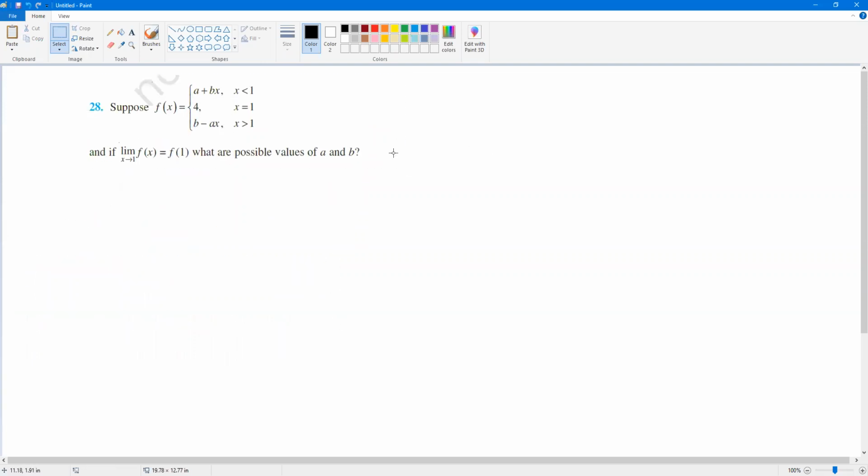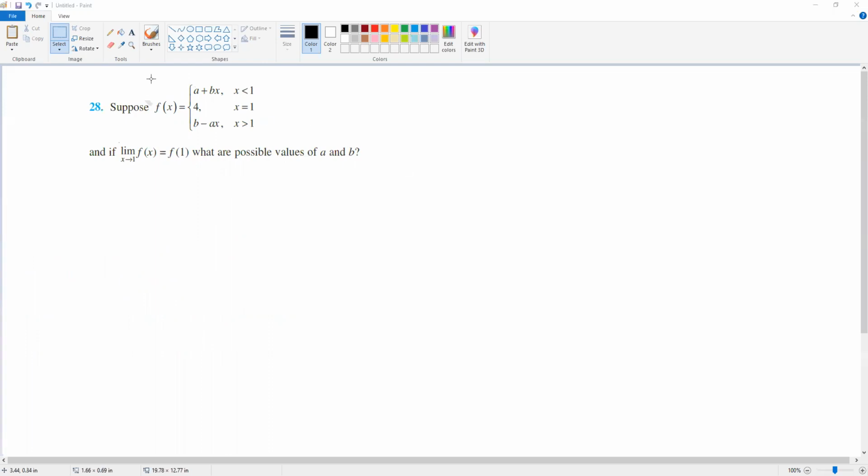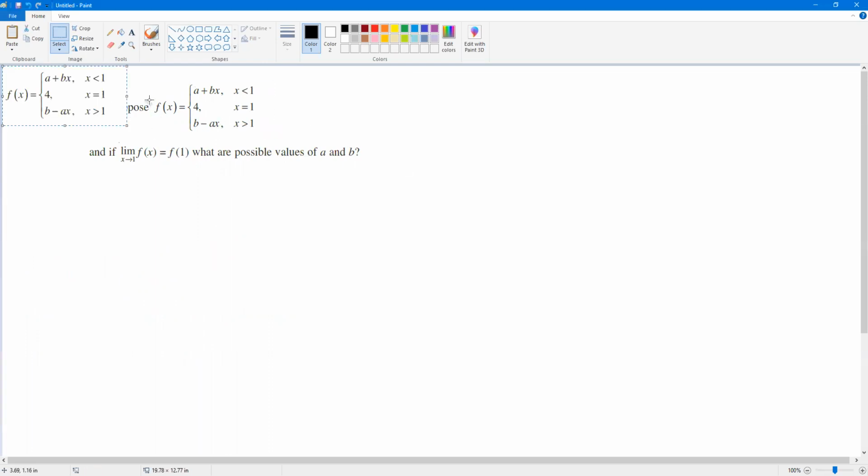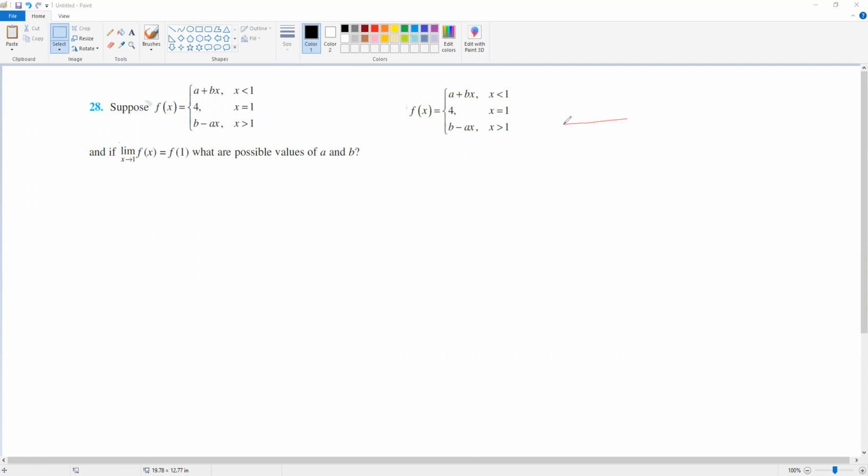Now see this. Suppose your function, they have given the function, f of x is equal to a plus bx when x is less than 1, and 4 when x is equal to 1. Say like your number line, at 1 they have given the value of the function as 4. On the right side of 1 the value of the function is b minus ax, and on the left side of 1 the value of the function is a plus bx.